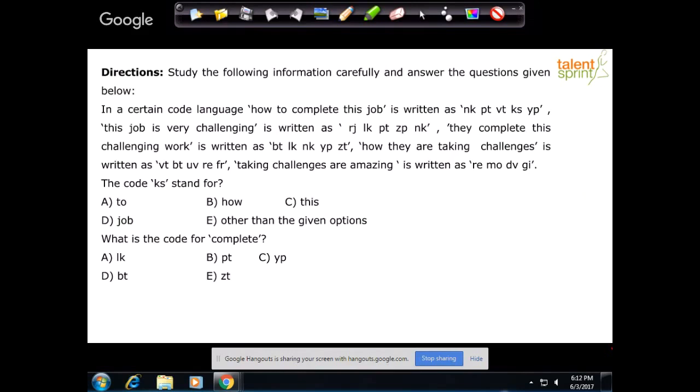In a certain code language, how to complete this job is written as NK PT, VT, KS, and YP. This job is very challenging is written as RJ, LK, PT, ZP, NK. They are completing this challenging work is written by another series of alphabets. How are they taking challenges is written by another series. And then finally, taking challenges are amazing is written by another series of codes.